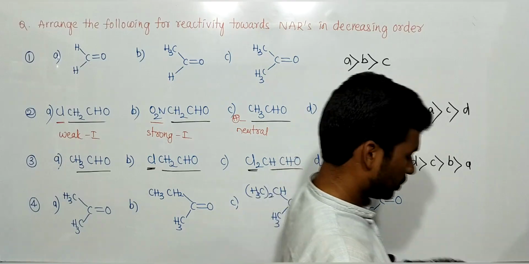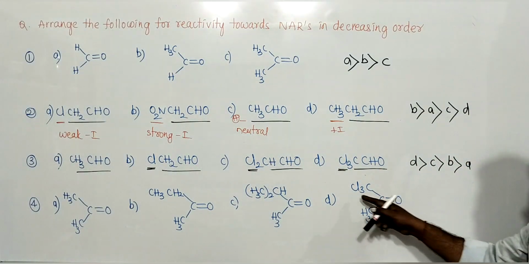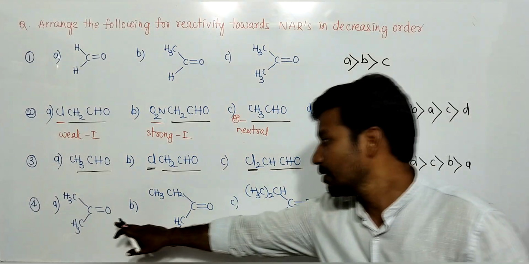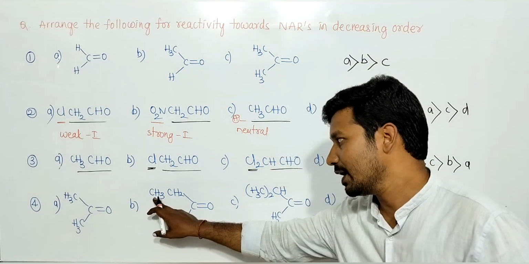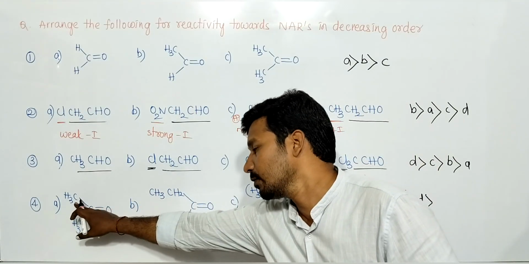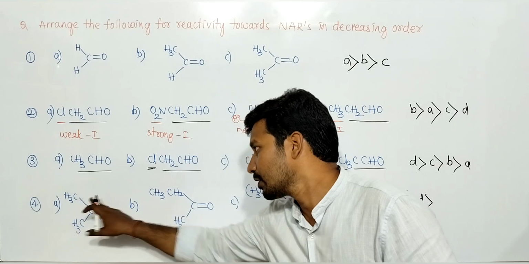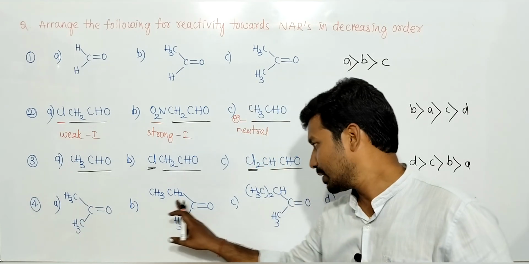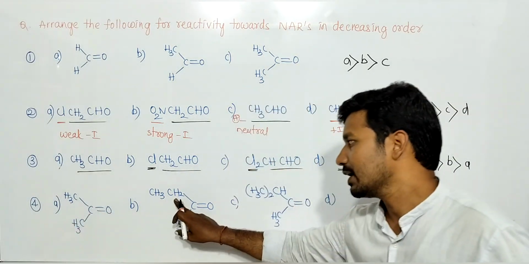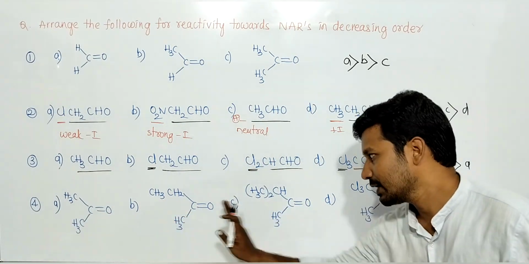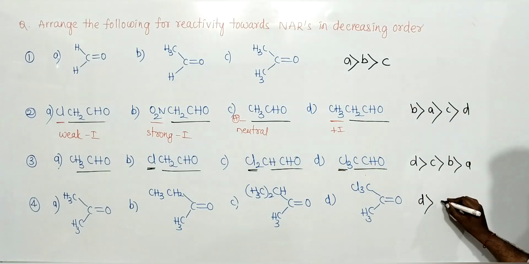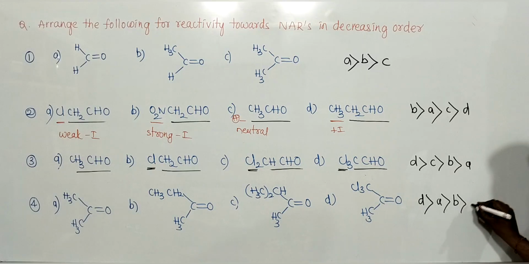Which one is more reactive? Definitely D is more reactive due to the presence of minus I groups here. D is more reactive than A, because here plus I groups are unfavorable: 2 plus I groups, 1 plus I group, no plus I group. Of course, the methyl group is also a plus I group. Compared to methyl, ethyl is a strong plus I group, and isopropyl is a stronger plus I group. So here only methyl, here ethyl, here isopropyl. Plus I effect increases gradually, reactivity decreases. So A is more reactive than B than C.